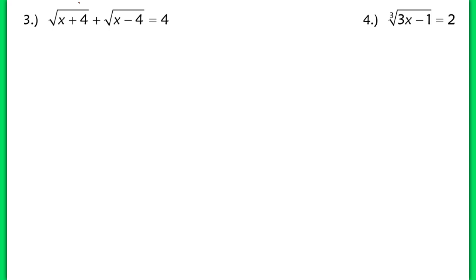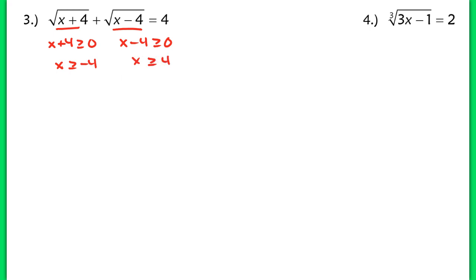Okay, and number 3, finding the domain in this problem is going to be a little bit trickier because I have 2 different radicals. So if I set each of those quantities greater than or equal to 0, I end up with 2 different inequalities. I have x is greater than or equal to negative 4, and x is greater than or equal to 4.